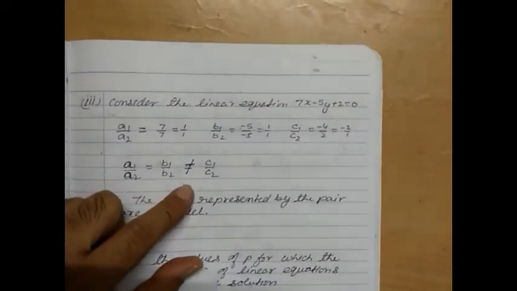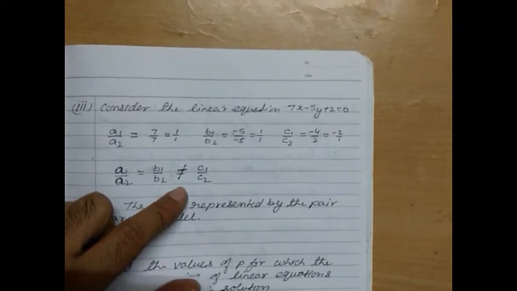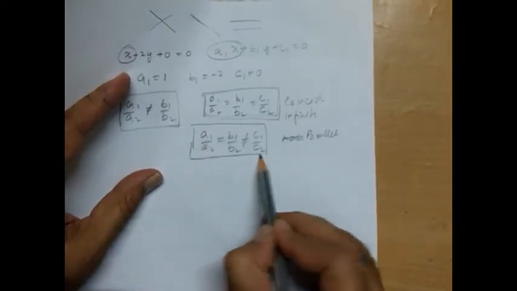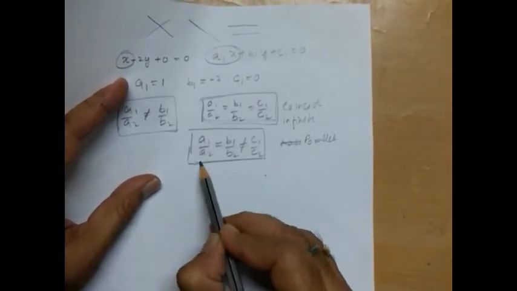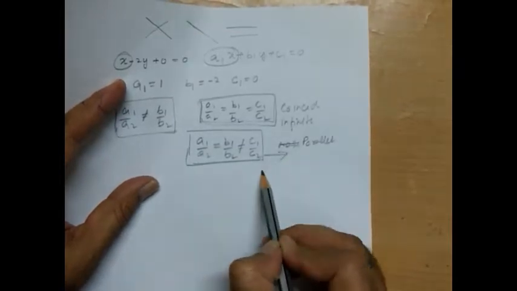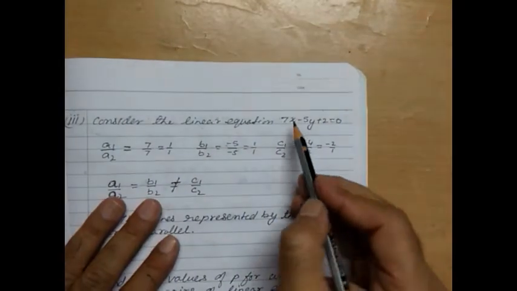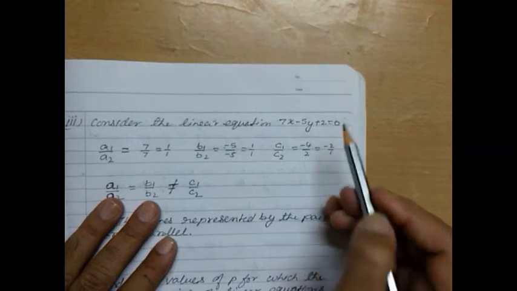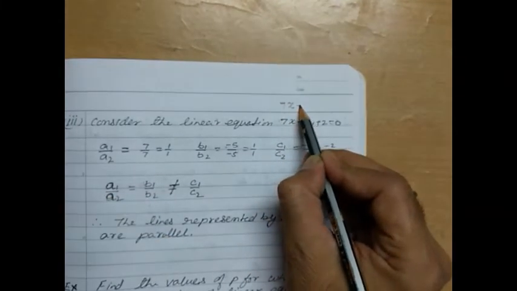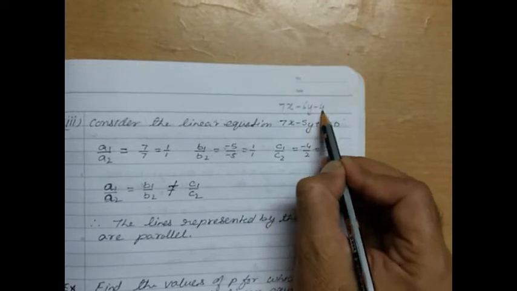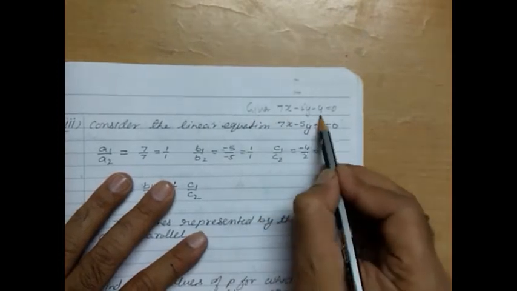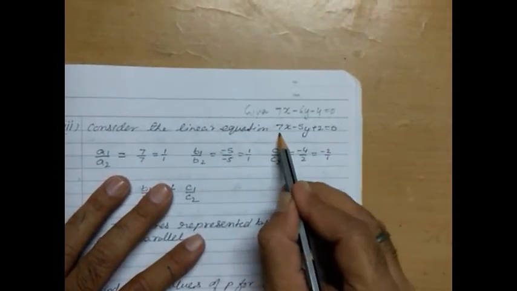Okay. Now the third condition that we should have is parallel lines. So under what condition will it be parallel lines? If we find this ratio being satisfied, then we will have the parallel lines. Here we are considering the equation 7x minus 5y plus 2 is equal to 0. We had the equation 7x minus 5y minus 4 is equal to 0. This was the given equation, isn't it? Now we are considering this equation.